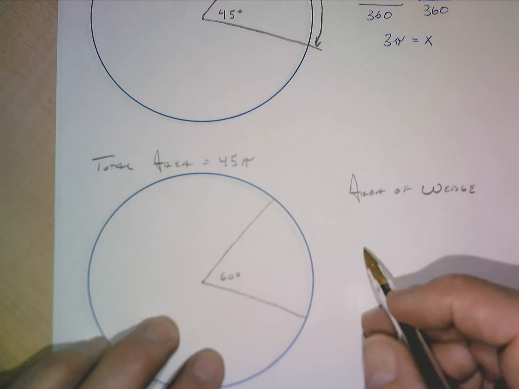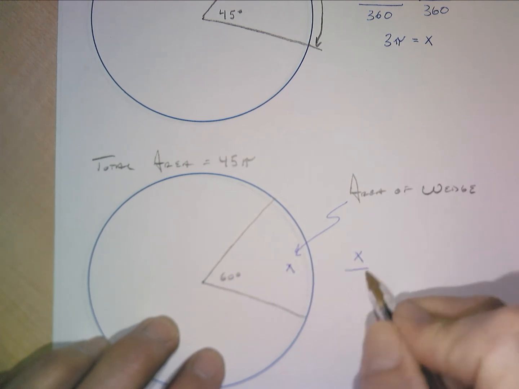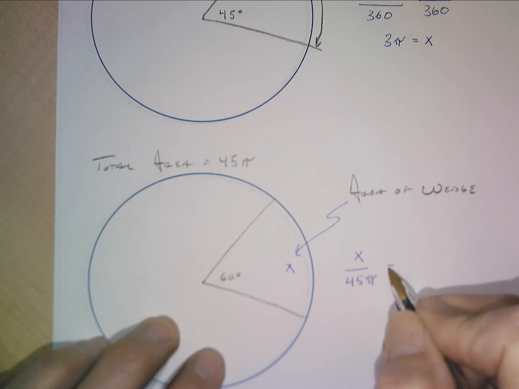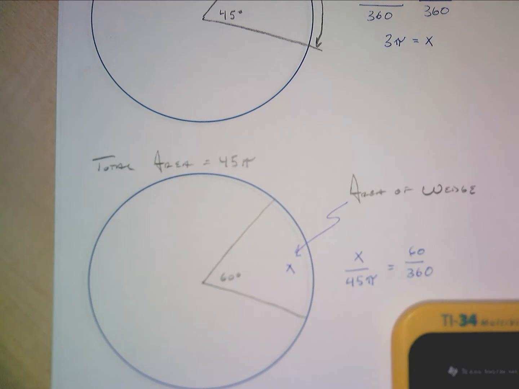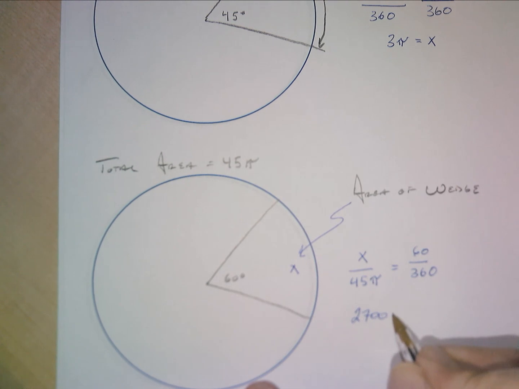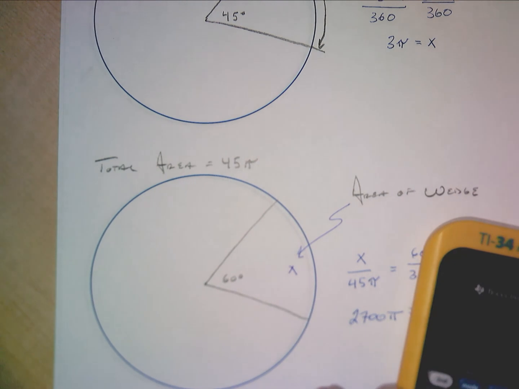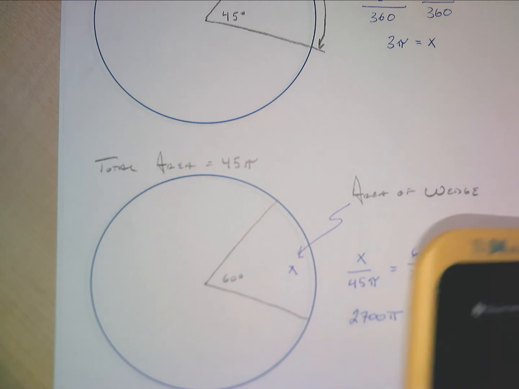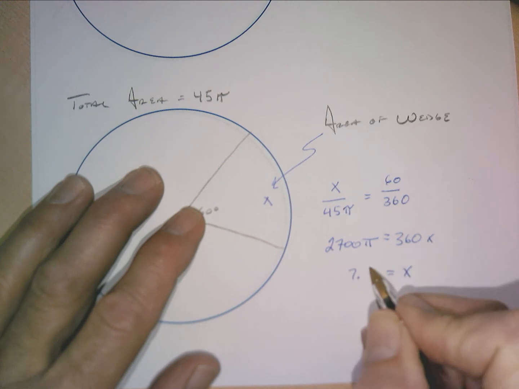Finally, the total area, and I'm looking for the area of the wedge, so we'll call that x. x over 45 pi equals 60 over 360. When I multiplied 60 times 45, we got 2700 pi equals 360x. Divide that by 360, and we end up with 7.5. x equals 7.5 pi.